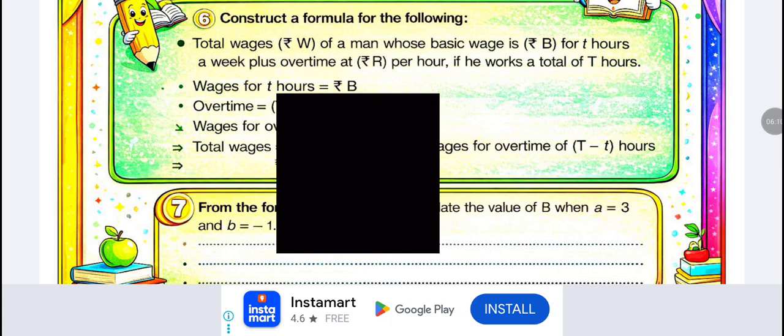Total wages rupees W. The total wages are denoted by rupees W, of a man whose basic wage is rupees B for t hours a week, plus overtime at rupees R per hour if he works a total of T hours. The question says there is a man whose total wages are rupees W, and his basic wage is rupees B for small t hours a week, plus he is asked to do overtime at rupees R per hour if he works a total of T hours.